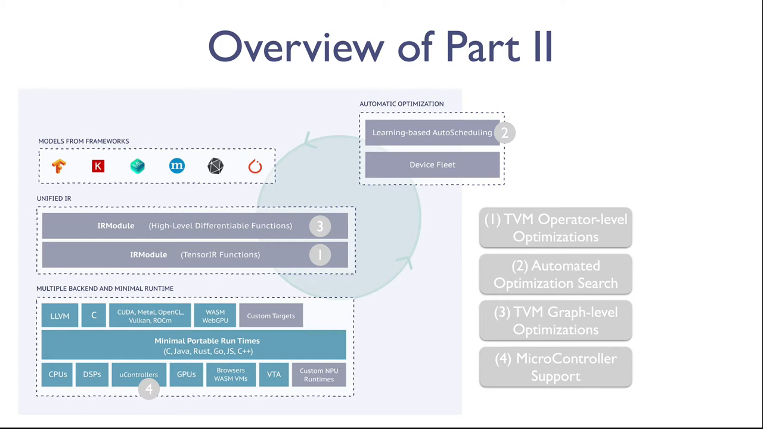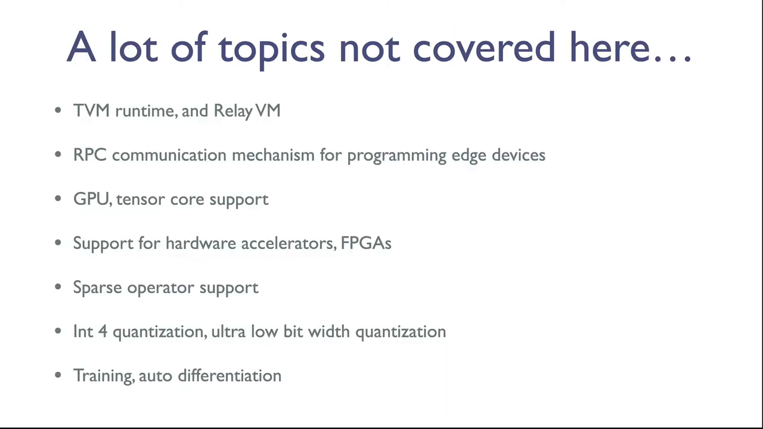Okay. So we talked about how TVM can use operator-level optimizations, perform automated optimization search using that framework, and can also perform graph-level optimizations. But there are a lot of topics that we haven't covered here. The TVM runtime, and the Relay virtual machine. RPC communication mechanisms for programming edge devices, GPU and tensor core support for hardware accelerators and FPGAs, sparse operator support, INT4 quantization, which gives you ultra-low bit width quantization, and training and auto-differentiation.